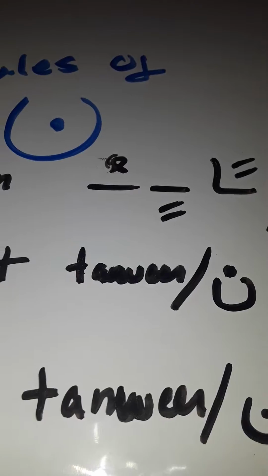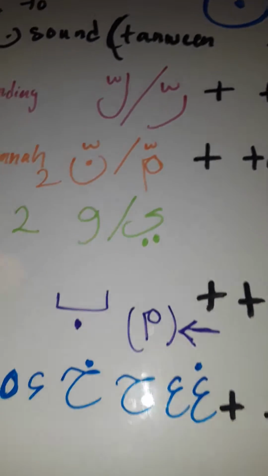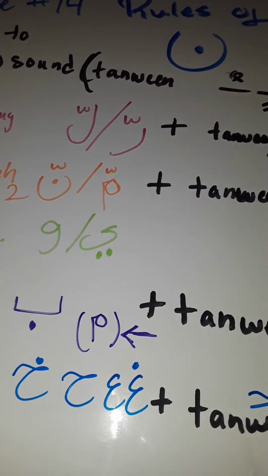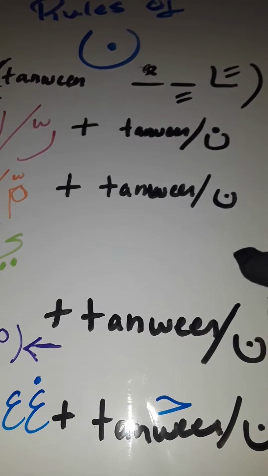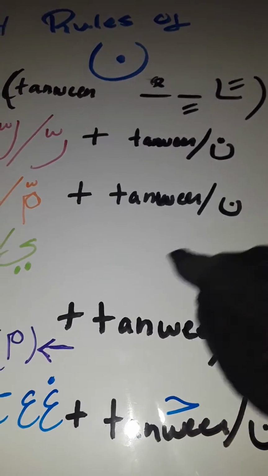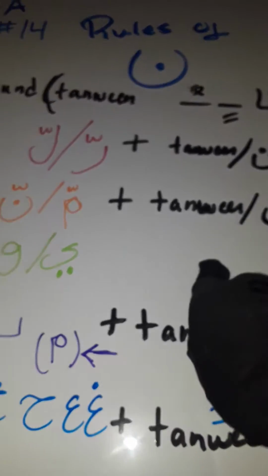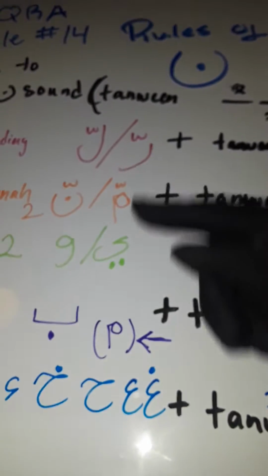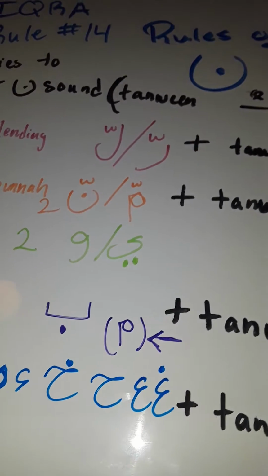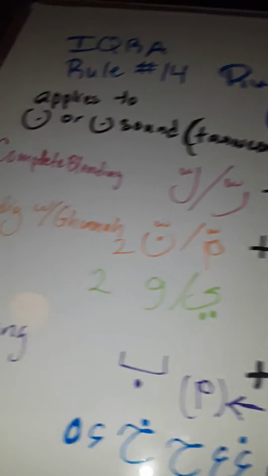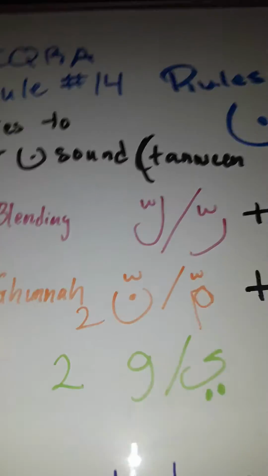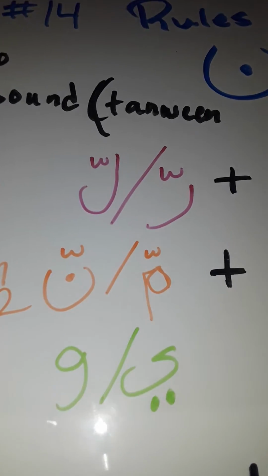There are about 4 or 5 cases of combinations where there will be a word with a noon or tanween, and it'll end with that noon or tanween. And then the next word will begin with one of these letters. It doesn't really matter what order it is, as long as you know the rule that goes with the letter.